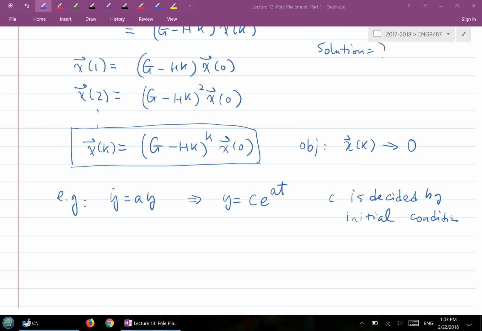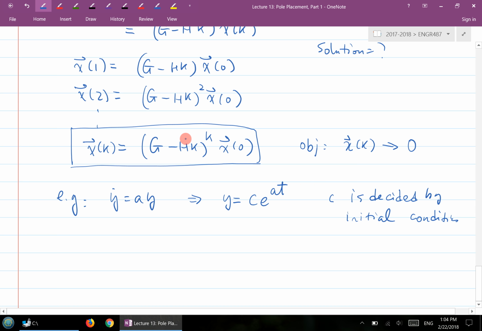If it's only one dimension, this g minus h is not going to be a matrix. This is going to be just a single value. So if I want x of k to go back to 0, then this single value needs to be within the unit circle. But of course, g and h are the system, you can't change that. Then the whole question here is you need to provide an appropriate k value such that this whole value is within the unit circle. So that's the idea of this pole placement, or the k value selection.